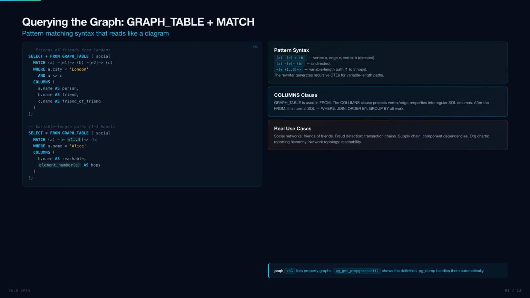psql \dG lists property graphs. pg_get_propgraphdef shows the definition. pg_dump handles everything automatically. Use cases: social networks, fraud detection, supply chain dependencies, org charts, network topology, knowledge graphs.